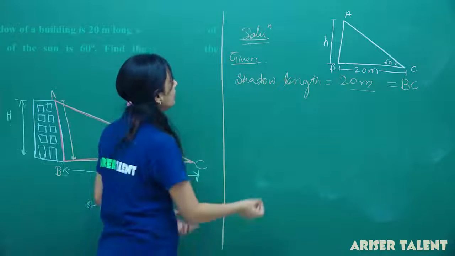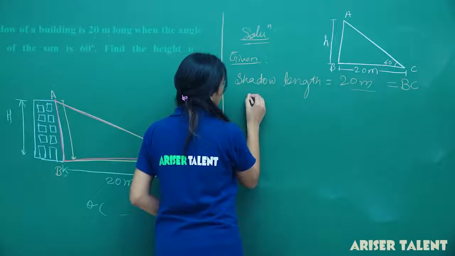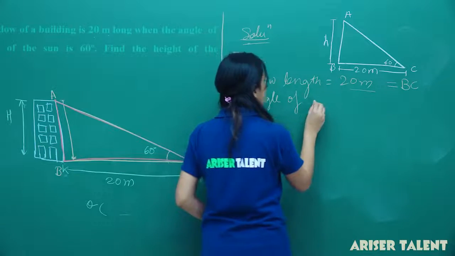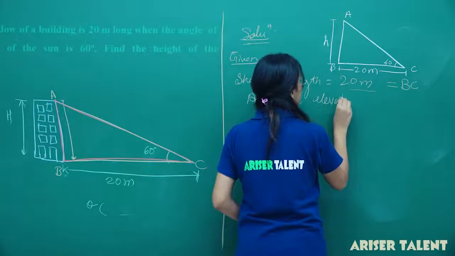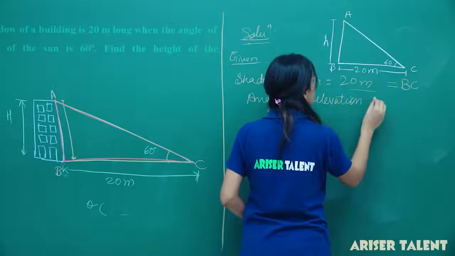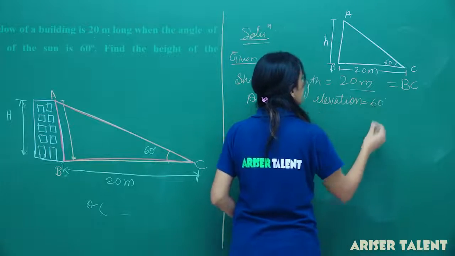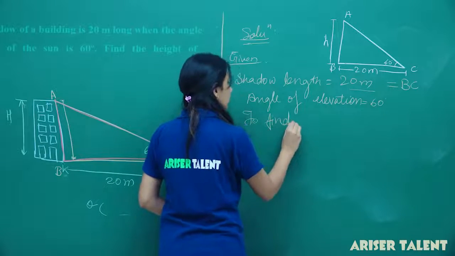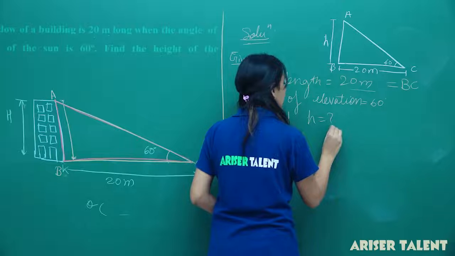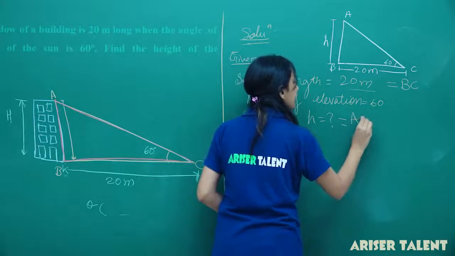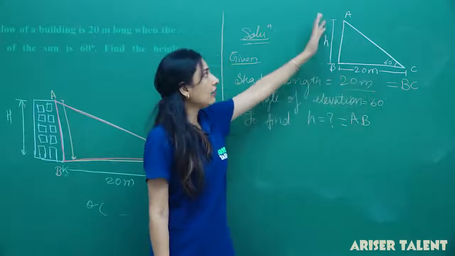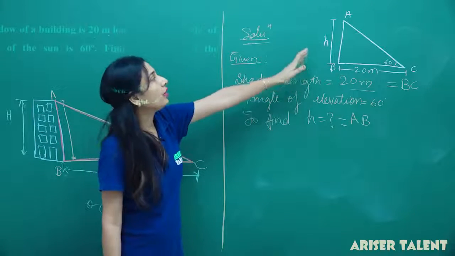Now students, angle of elevation is equals to 60 degree. I have to find H, or I have to find AB. Now look at this, I have given BC and I have to tell what is AB.